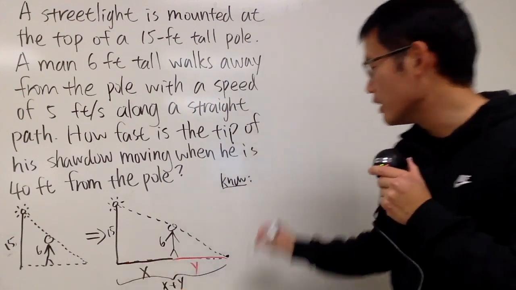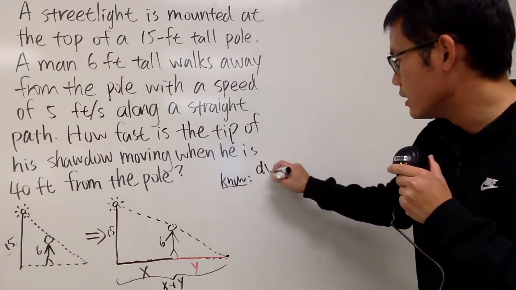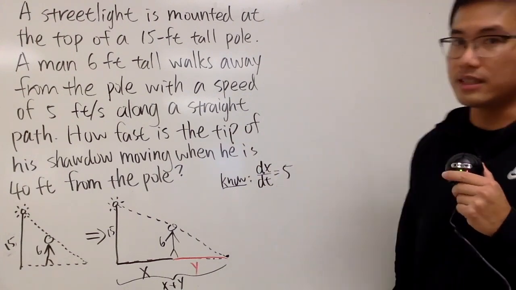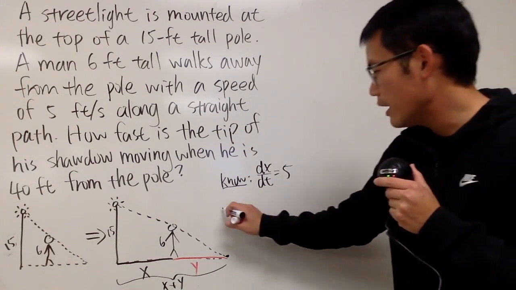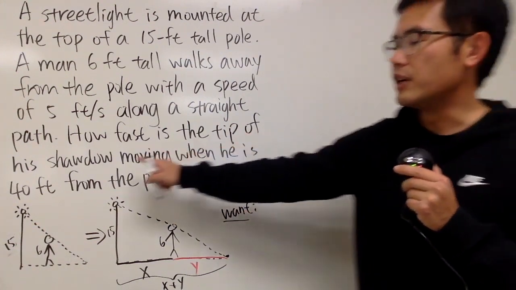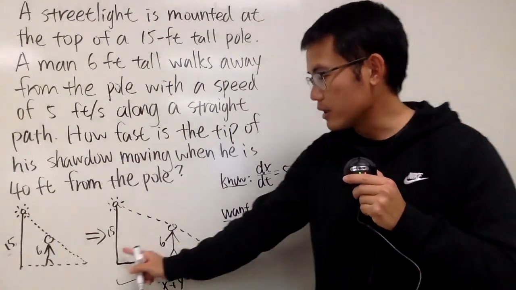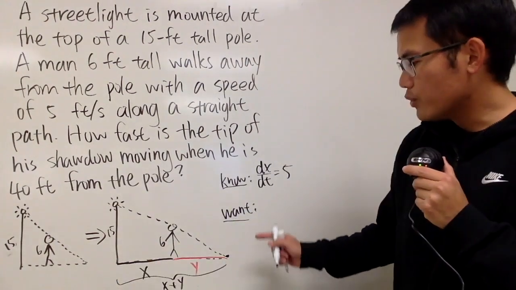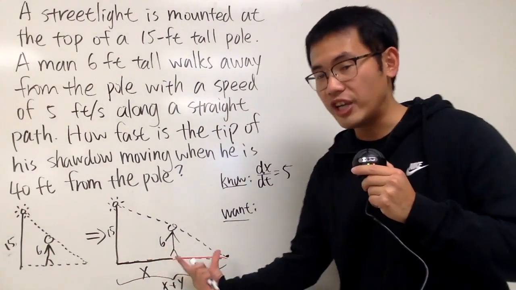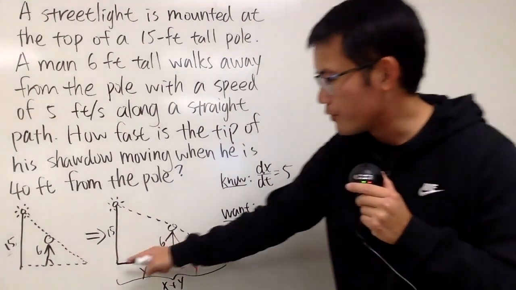This distance is changing, so we know dx/dt. Again, anytime you see rate or speed in calculus, in related rates, that's the derivative. So we know this. And what do we want to know? Well, the tip of the shadow away from the pole, right? So we want to find out the rate, and we want the whole thing. How fast is this changing, right? This is moving away from the pole.